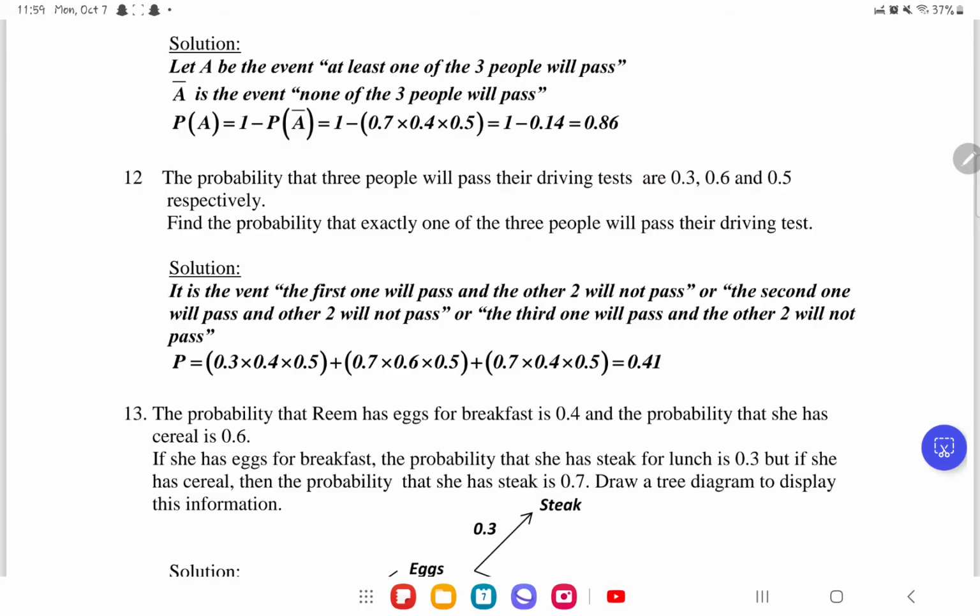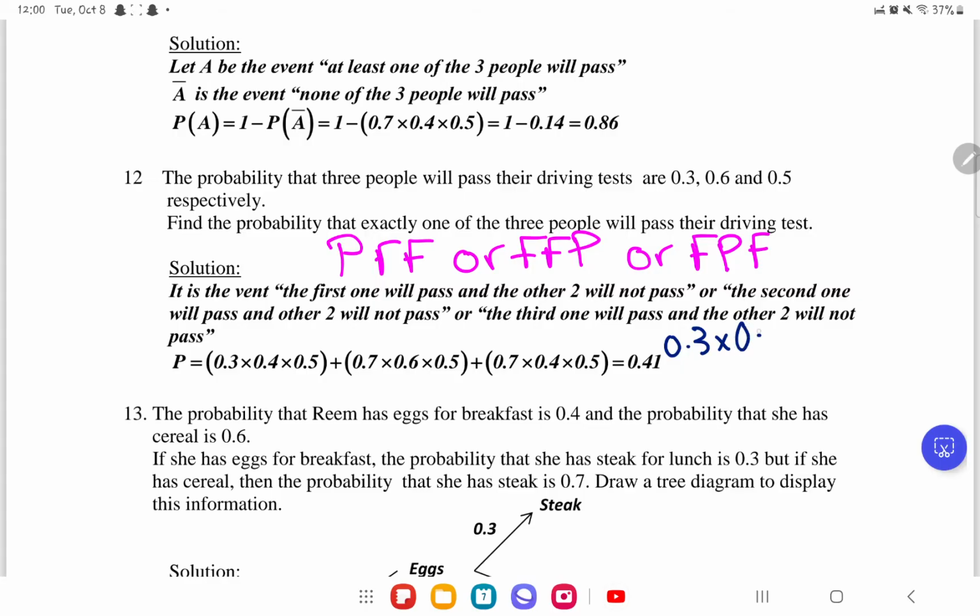Now, the probability that exactly 1 of the 3 people passes. Okay, they need exactly 1 to pass. So either the first can pass and the other 2 fail, or the first 2 fail and the last one passes, or the first one fails, the second one passes, and the third one fails. So this is a very complicated case. If the first one passed, it would be 0.3 multiplied by the second one failing, which is 0.4, times the third one failing, which is 0.5, or, in math, "or" means plus.